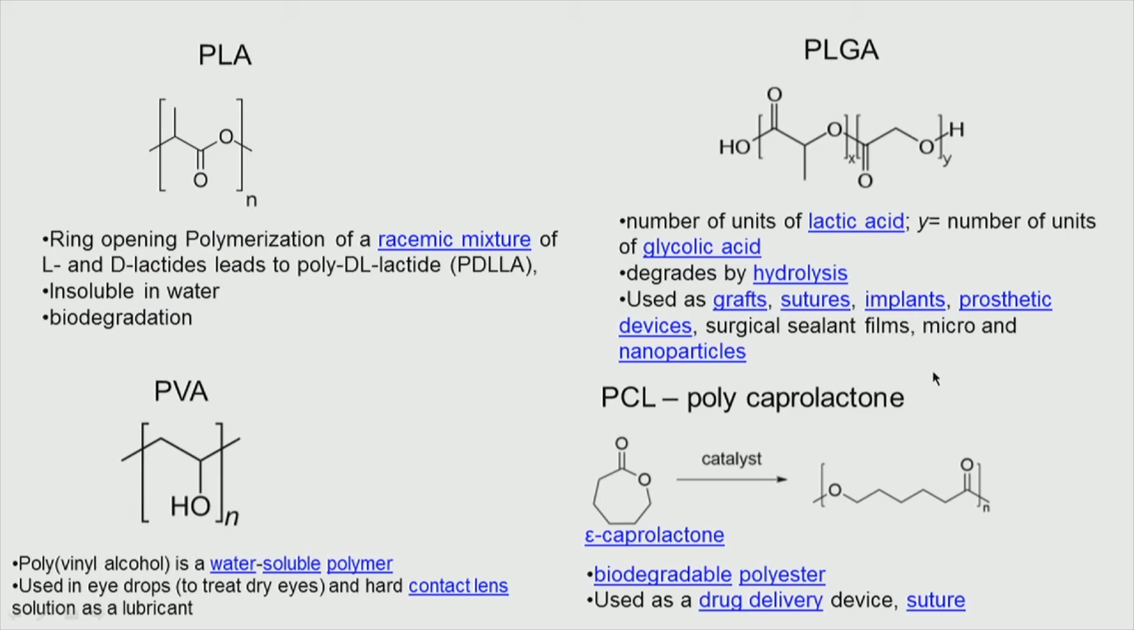Then is polycaprolactone, and this is also a biodegradable polyester. So, how is it made? You take epsilon caprolactone with a catalyst like tin, and we can make this polycaprolactone. This is also approved by FDA. It is biodegradable, and it is used in drug delivery devices and sutures. So, we can make PCL based sutures.